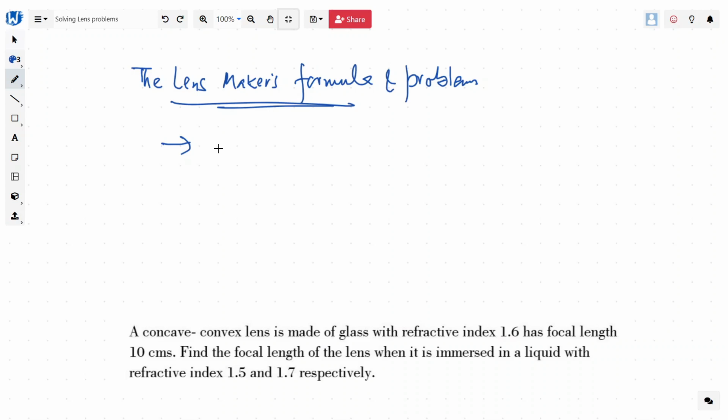Hello and welcome to the lens maker's formula and how to solve problems related to that. So now we know that the lens maker formula is used to make a lens. So here it is, right?